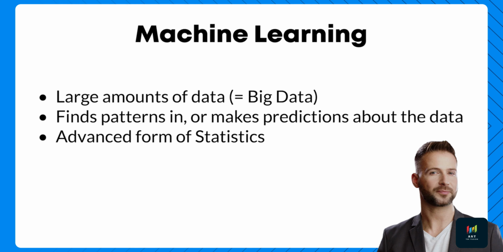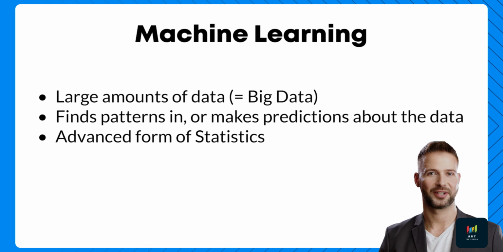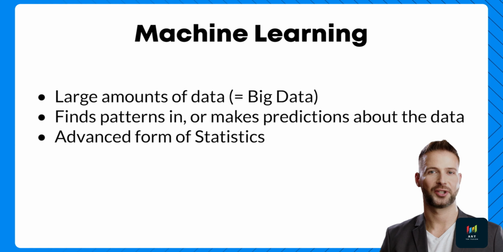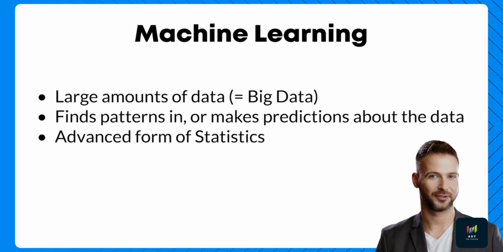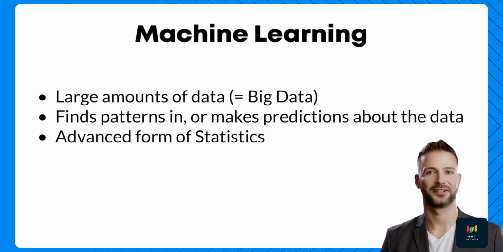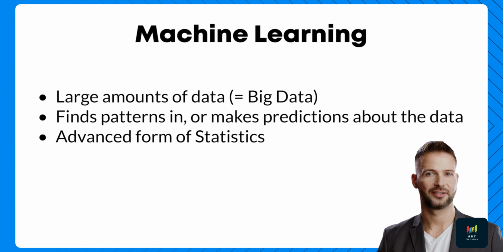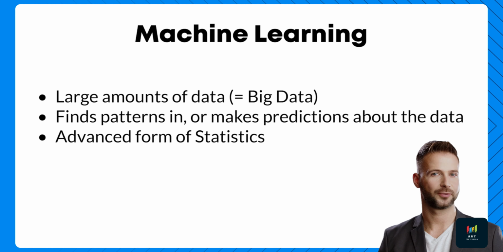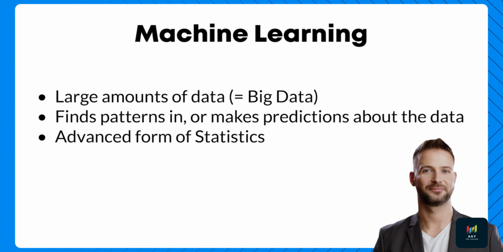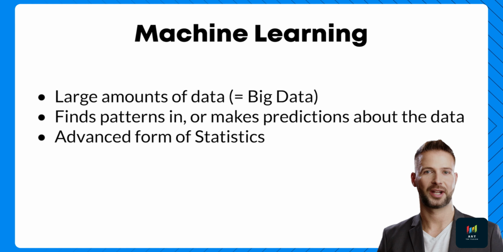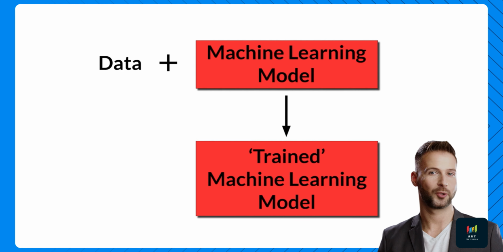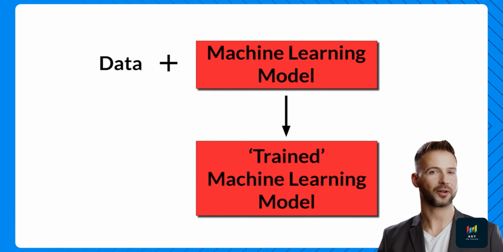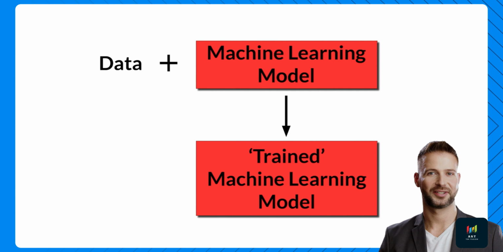Typically, this involves large amounts of data that is often referred to as big data. By training a machine learning model on data, the model is then able to find patterns in or make predictions about that data, and even about new similar data. You could say that machine learning is nothing more than a very advanced form of statistics. A not 100% true but useful way of thinking about it is where in statistics we use existing algorithms, in machine learning, the machine learning algorithm creates a new algorithm that is the trained model. And that trained model has then learned the patterns or is able to make predictions about the data.